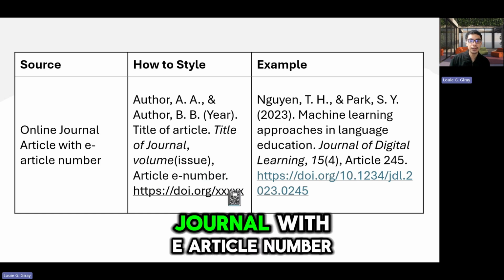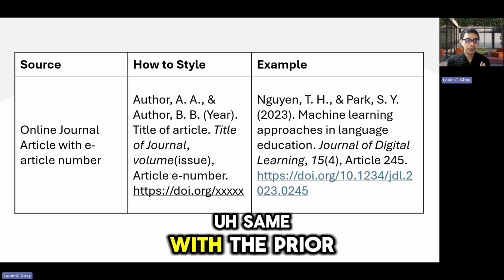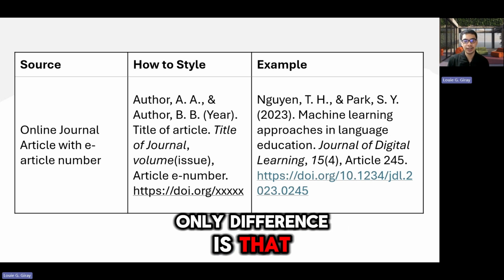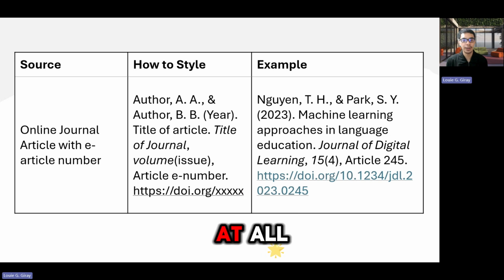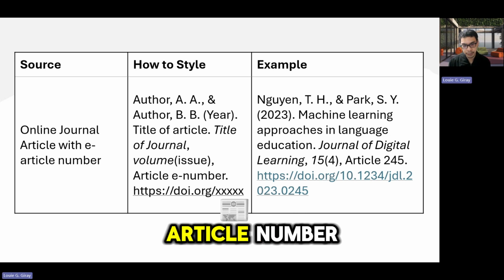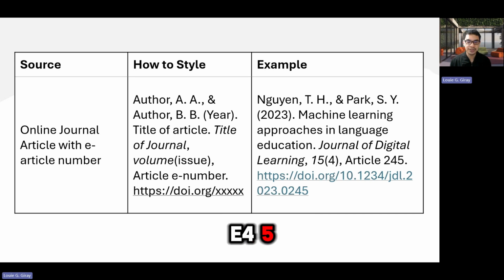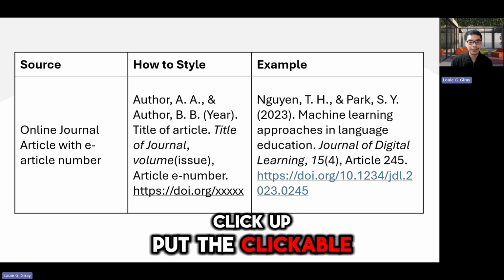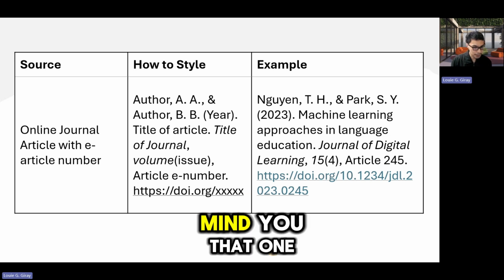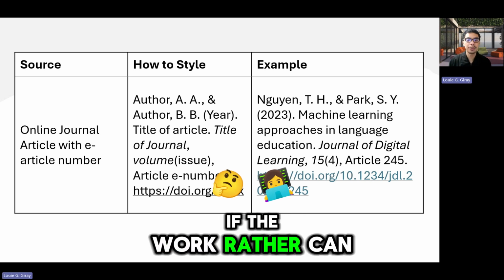Next is this online journal with e-article number. Same with the prior one. The only difference is that it doesn't have any page at all. Sometimes it doesn't have any issue, so don't mind that anymore. You just put the article number, article 245. Sometimes it's an electronic number, E4578, then a period. Put the clickable DOI link. Mind you, that one should be working, if the work can be accessed.